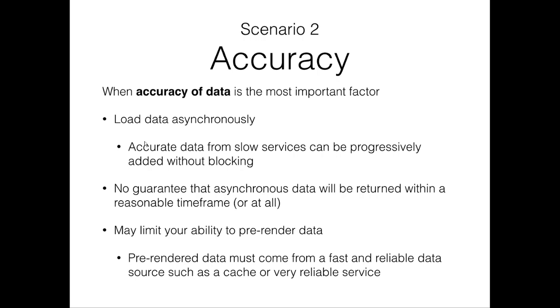And if accuracy is the key factor, then it may limit your ability to pre-render data. Pre-rendered data must come from a fast, reliable data source such as a cache or a very reliable service, because anything that you're pre-rendering is going to block the whole page from loading, and basically it's just going to make your site feel super sluggish.